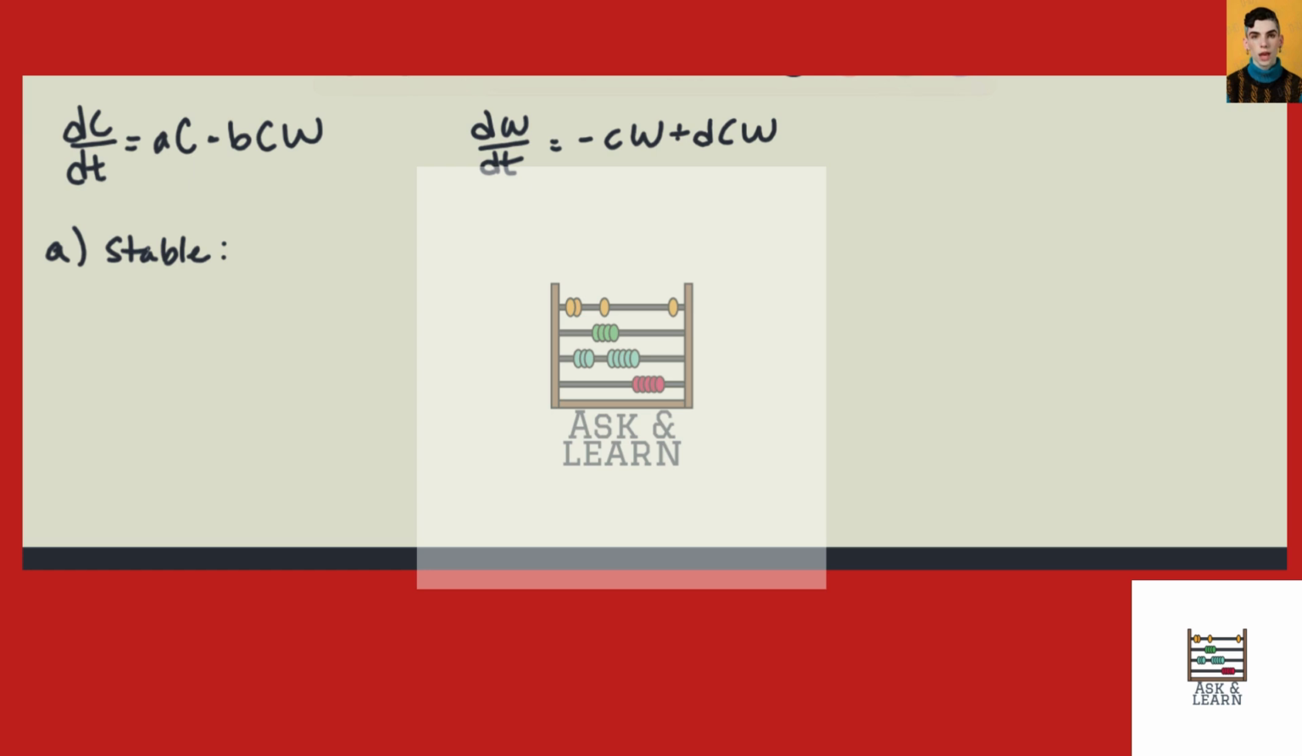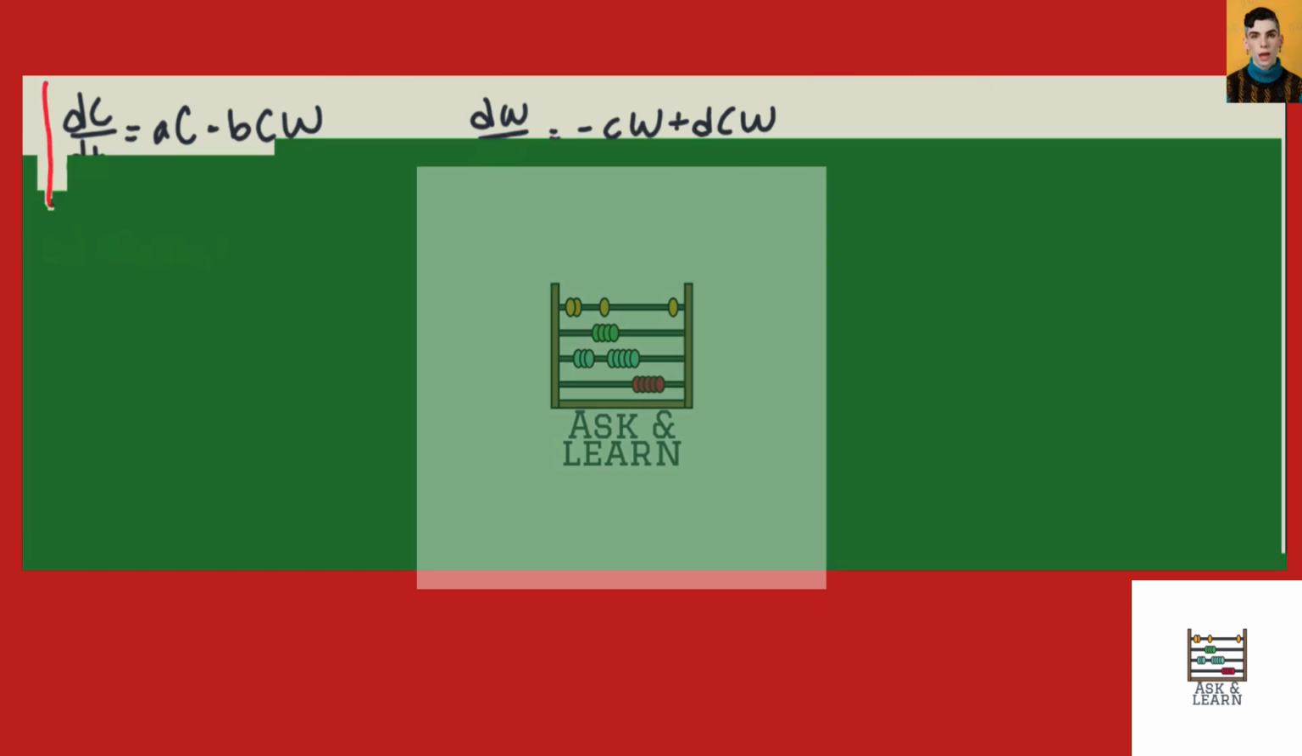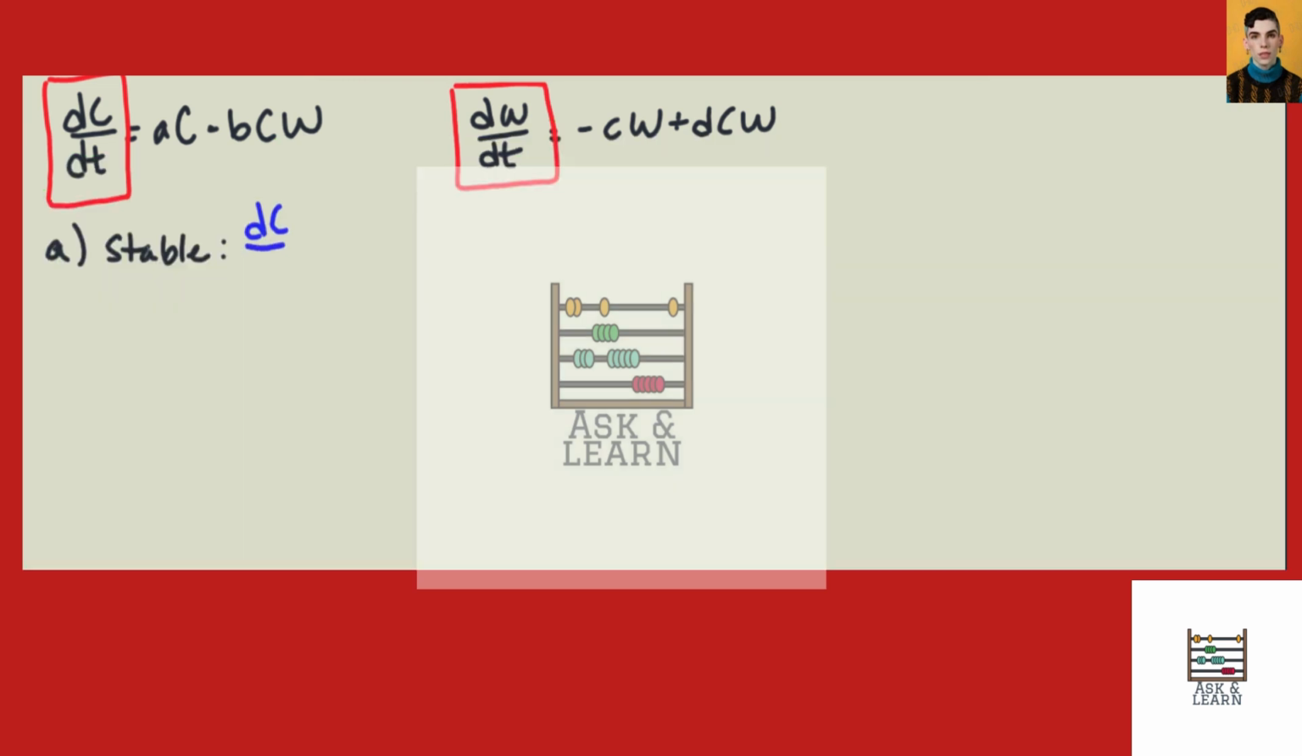All right, in this problem, dc/dt represents the rate of change of the caribou population, and dw/dt represents the rate of change of the wolf population. And so if the populations are stable, those rates of change would be zero. The populations would not be increasing or decreasing.